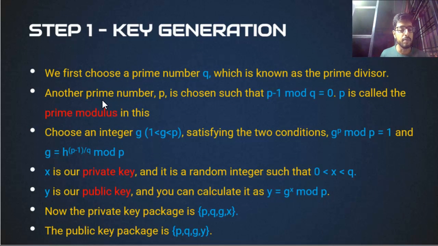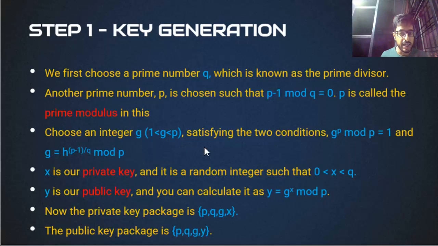Now let us look mathematically at how the digital signature algorithm works. Step 1 is key generation. We first choose a prime number q, which is known as the prime divisor. Another prime number p is chosen such that (p minus 1) mod q is equal to 0. p is called the prime modulus. Choose an integer g such that 1 is less than g and g is less than p, where p was our prime modulus.